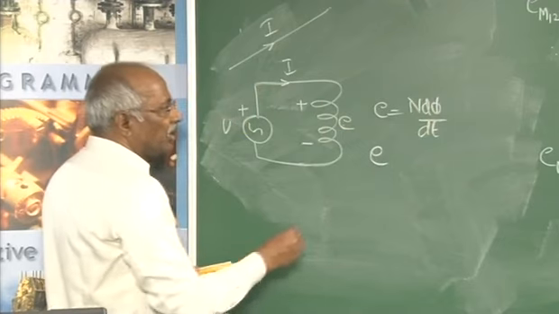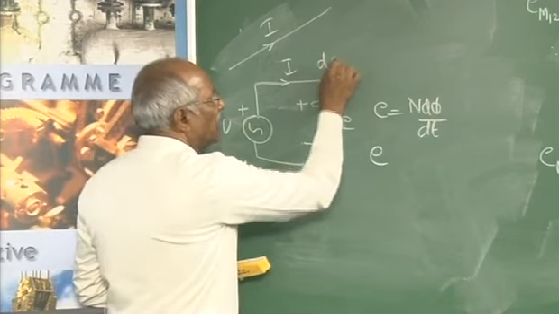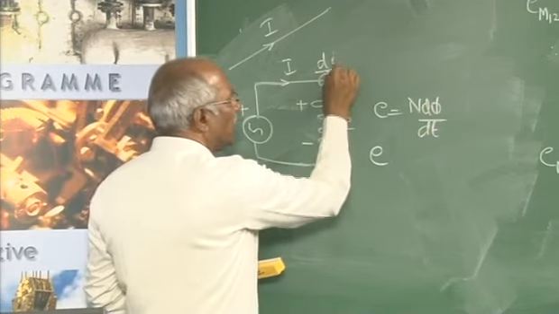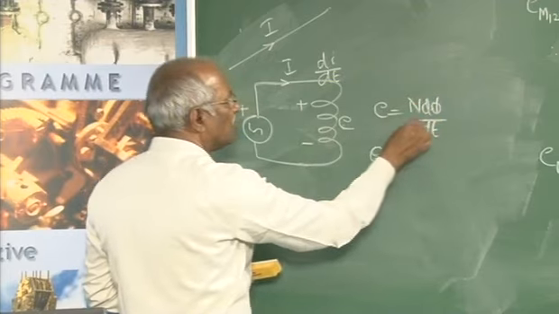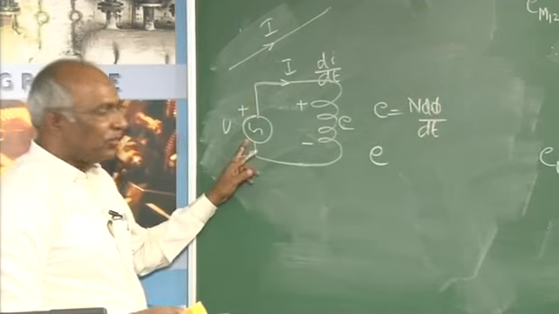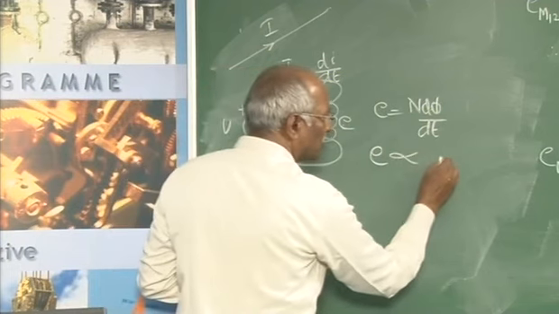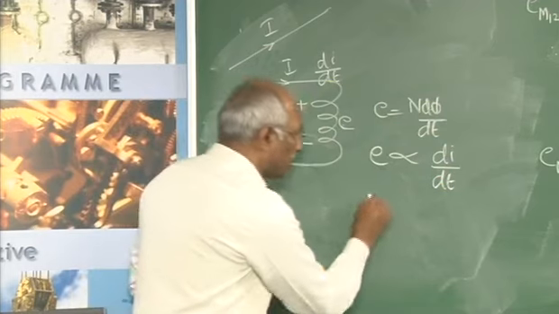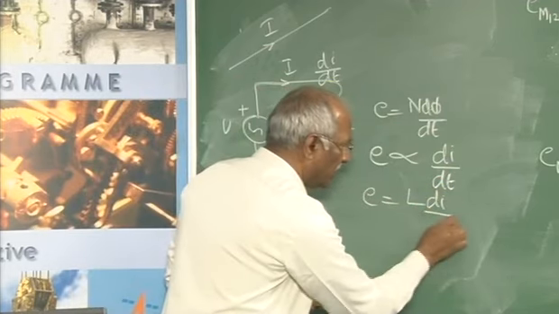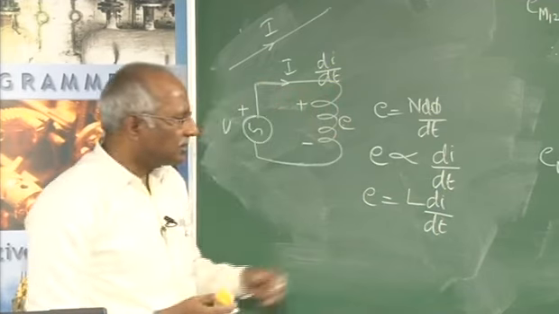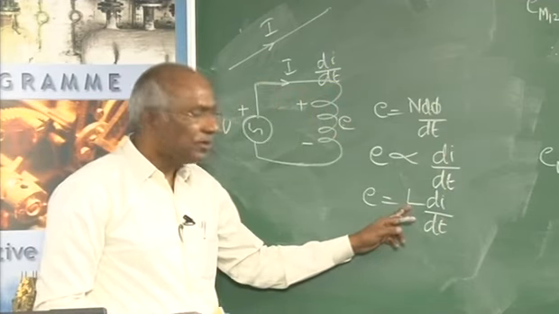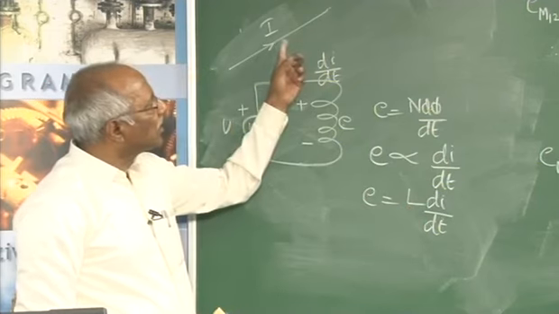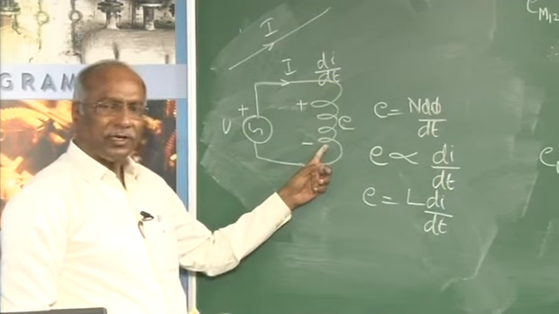In that respect, if the change in current, that is di by dt, is more, the induced EMF must also be more. It is as good as when di by dt is more, d phi by dt is also more. Therefore, the EMF induced is proportional to di by dt, or it is taken as equal to L di by dt, where L is called the self-inductance, or generally called the inductance. So, it is the property which was obtained by coiling the conductor into such a coil.